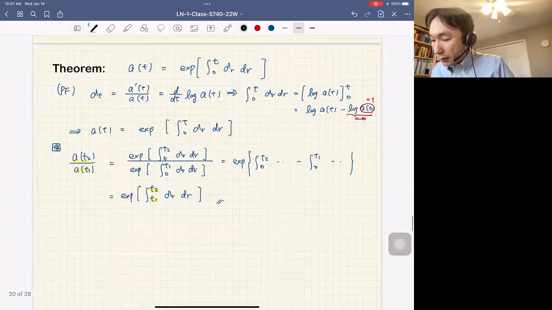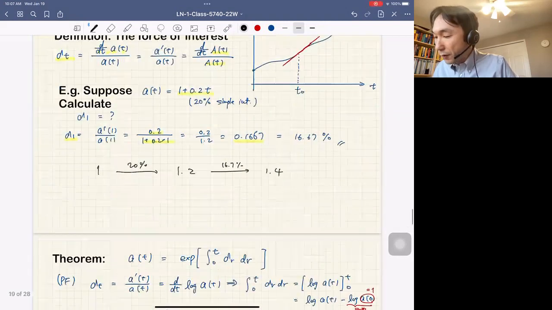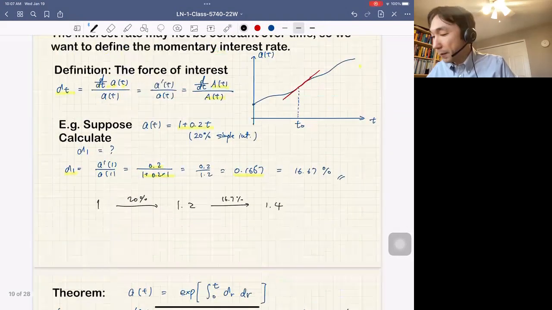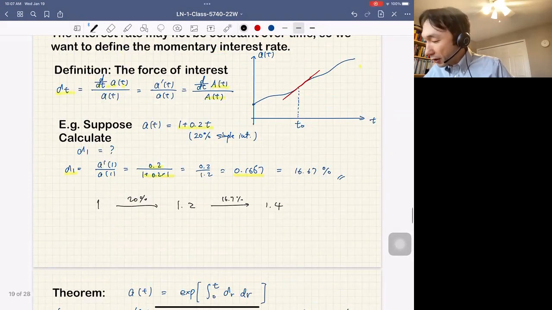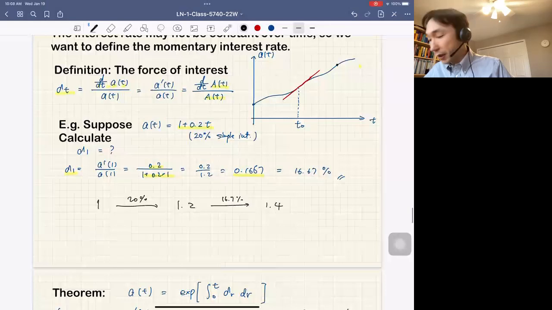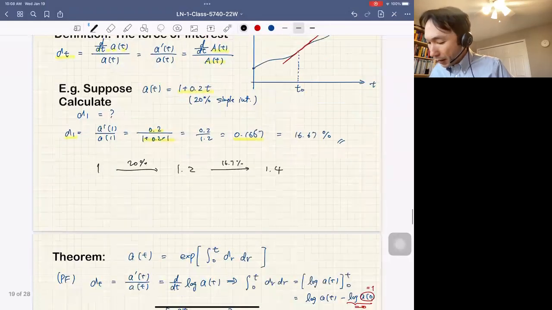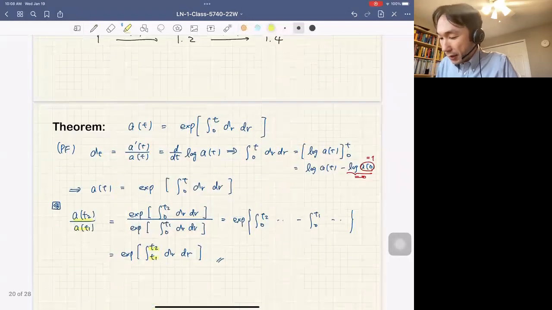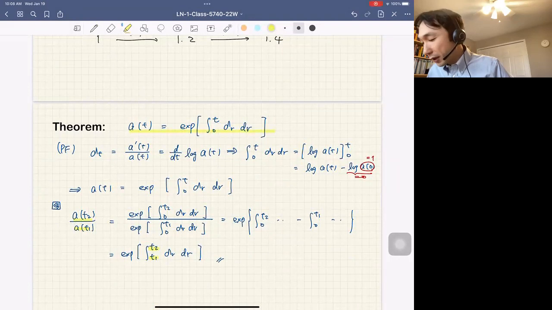Okay, and then we have a formula. If the force of interest, this derivative, is given, then certainly if we integrate the function we can calculate a of t. So from delta t, we can calculate a of t, and that formula is this: a of t is the exponential of the integral from 0 to t of delta r dr.